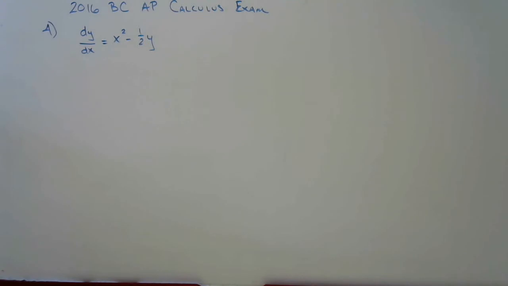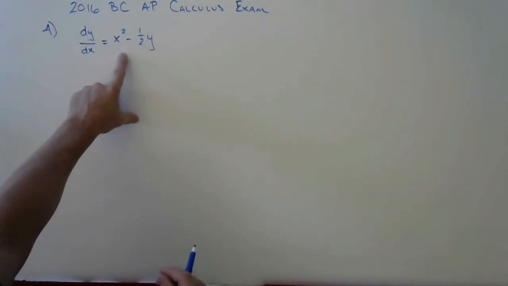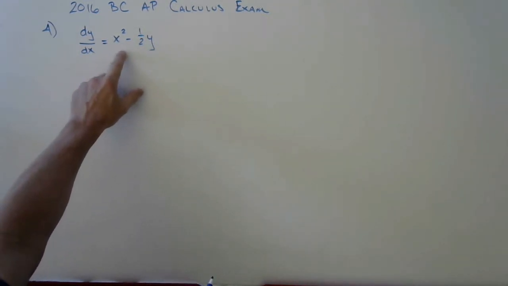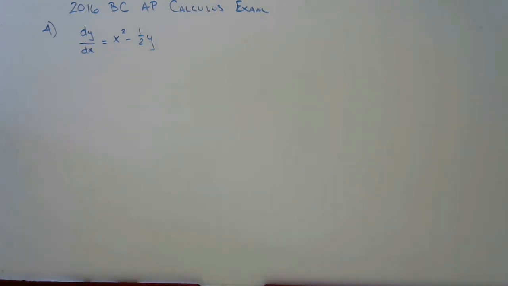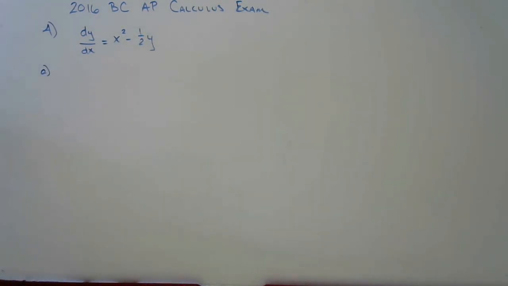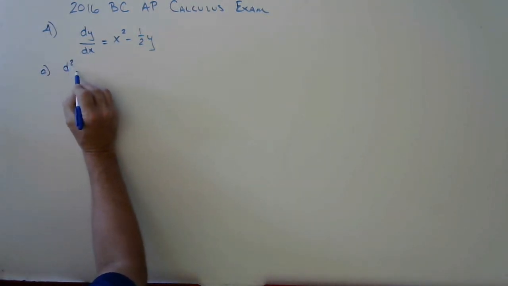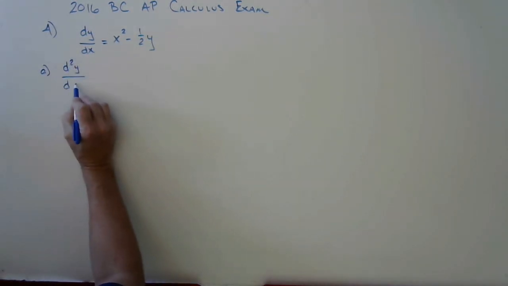In fact, they're never going to ask us in the question itself to solve the differential equation because we don't know how. So as soon as we write this down, we realize what they're going to ask me to do is going to be different than solve, because I don't know how to solve that. It's not separable. So we start with part A. Part A says find the second derivative in terms of x and y. So they want us to find the second derivative.